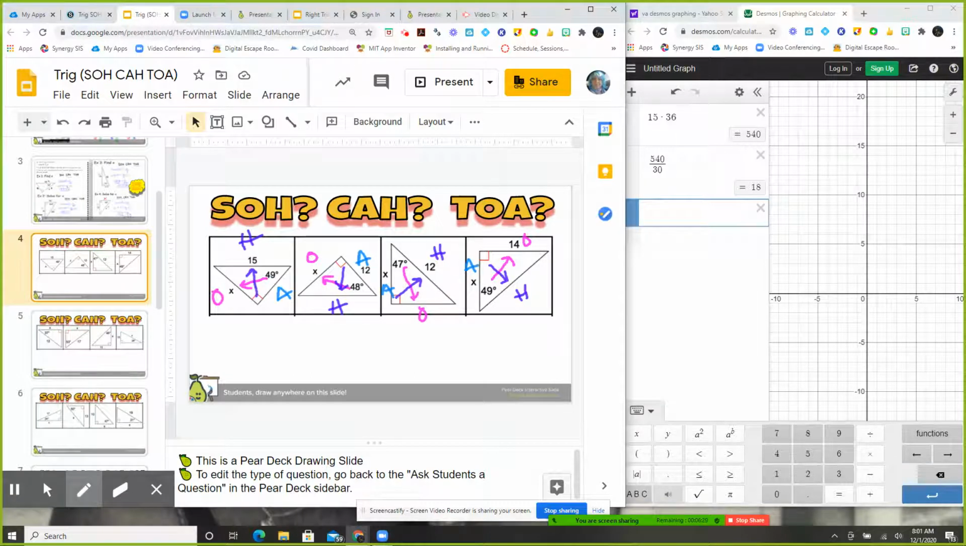So now I got to go through and figure out what I have and what I can get rid of, right? So I have information on the H and I have information on the O, but I don't have anything on the A. So in that second one, what letter should I cross out? The H, the O, or the A?